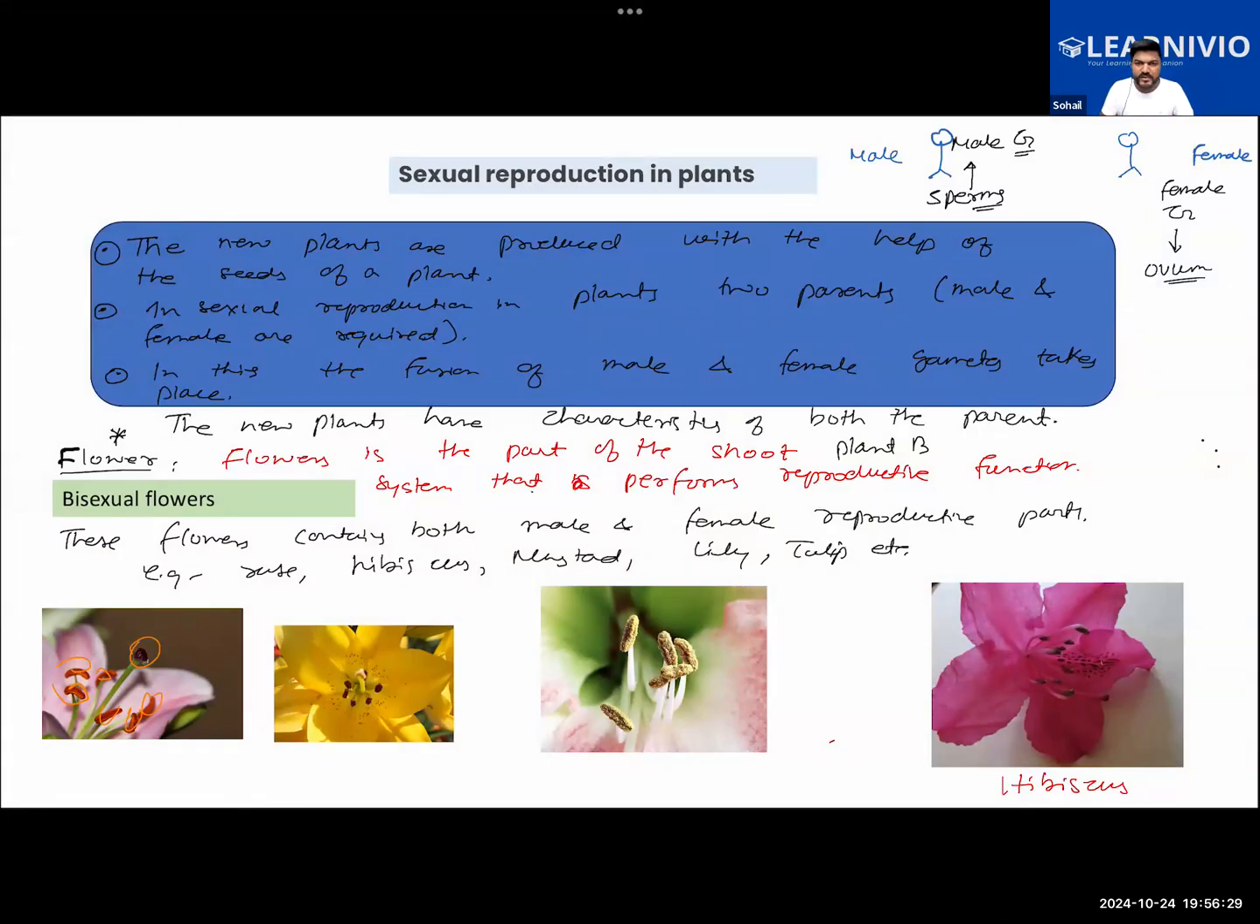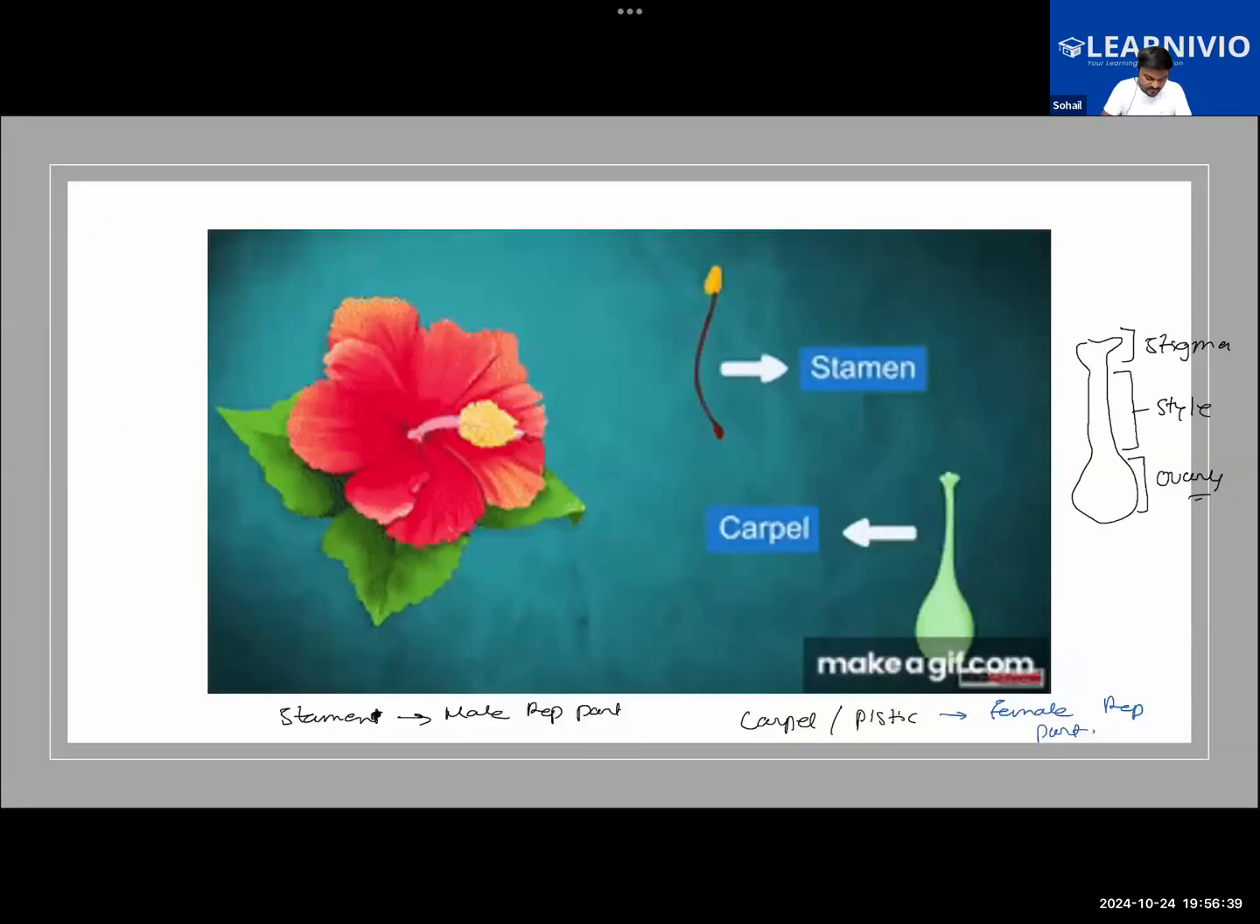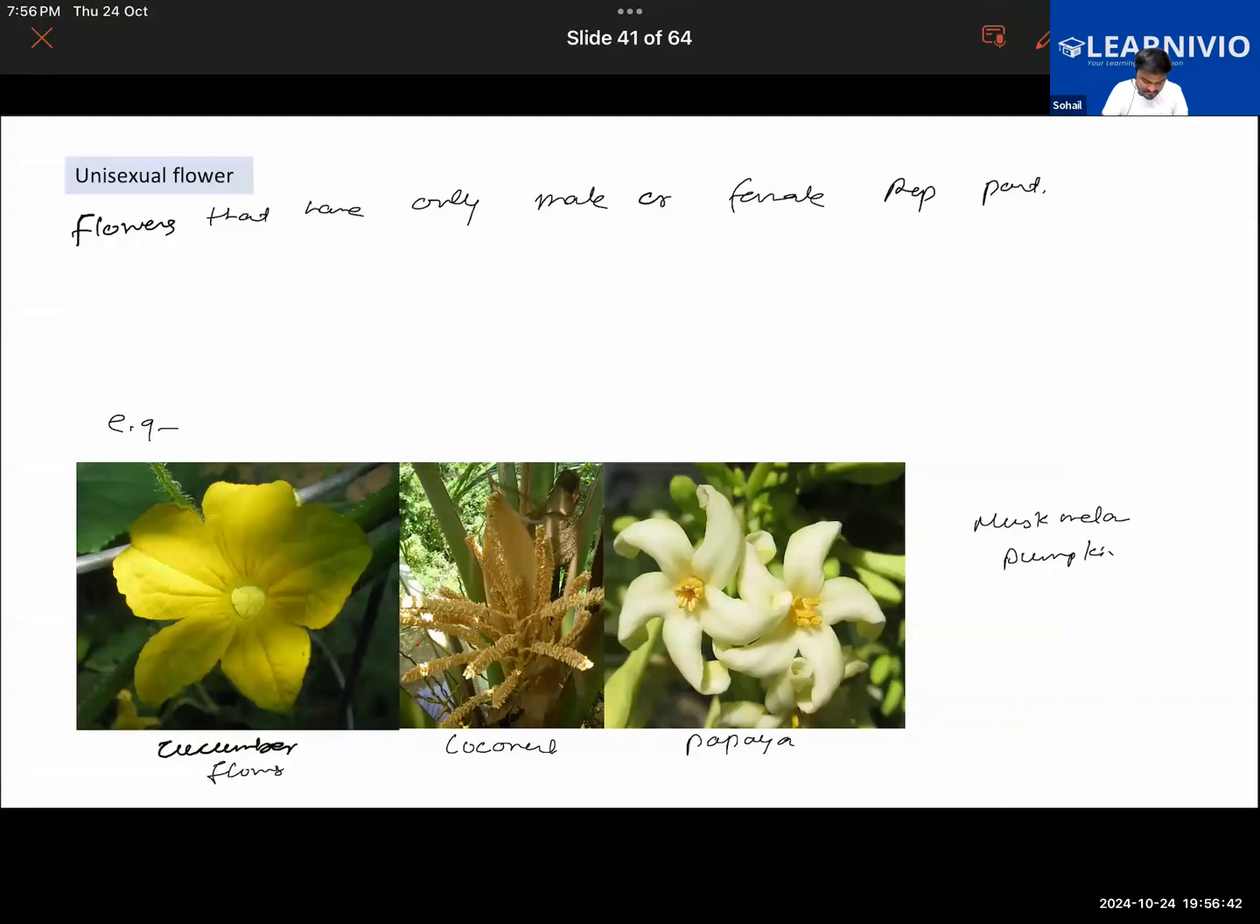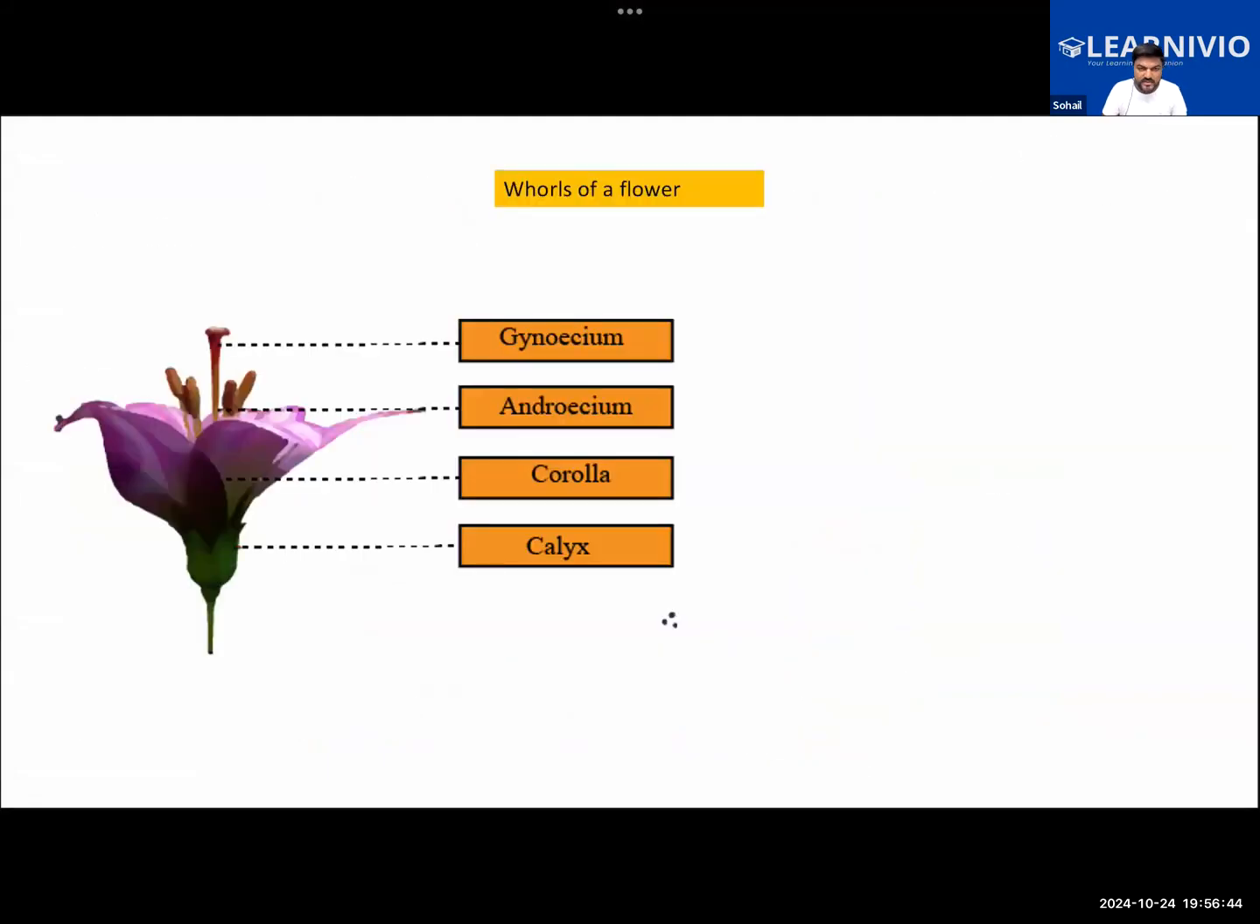So, in the previous class, we had learned about sexual reproduction in the plants. We did learn about different types of flowers as well. Now there was one important topic that we will be discussing in today's class. There's a term called the whorl of a flower. Let us understand what this term basically means. So whorl of the flower basically refers to the different parts of the flower.